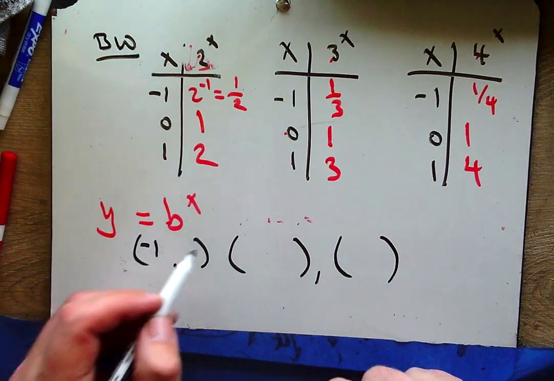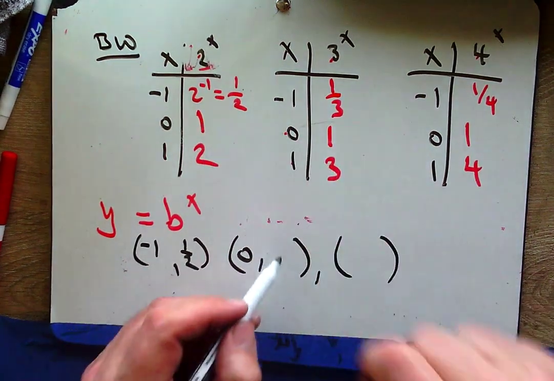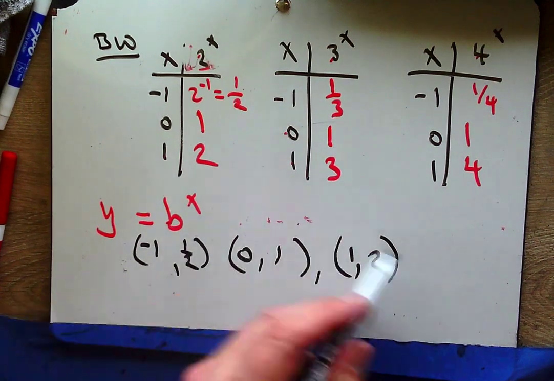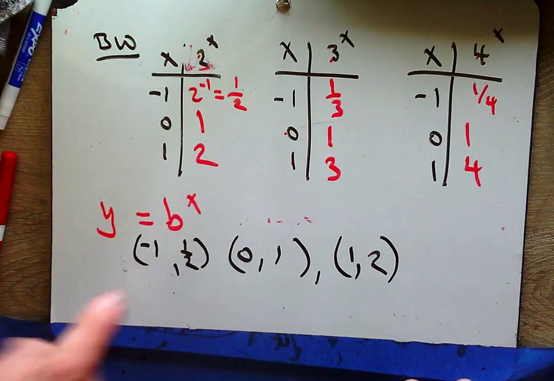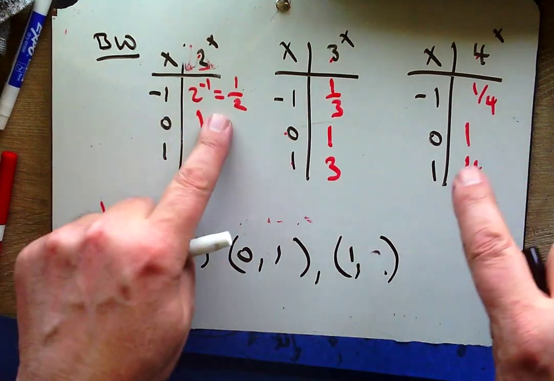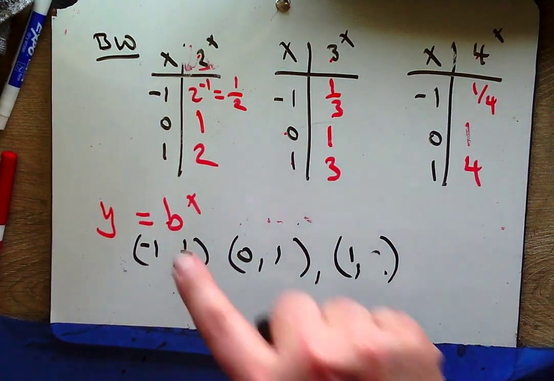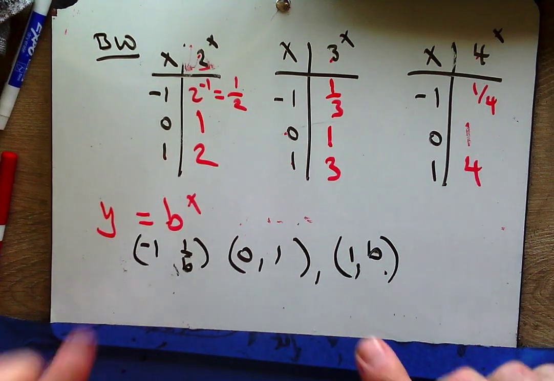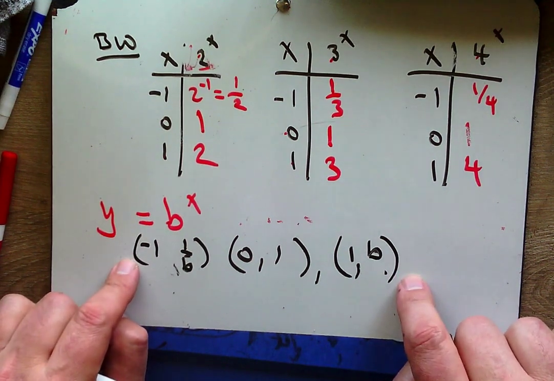This is the input, and that's the output. And this is the input, and that's the output. And this is the input, and that's the output. These are the ordered pairs from 2 to the x. But I don't want the 2 to the x ordered pairs. I want this general case. So instead of specific 2's here, or 3's here, or 4's here, I'm going to have b's. And it turns out these are the reference points for any exponential function.